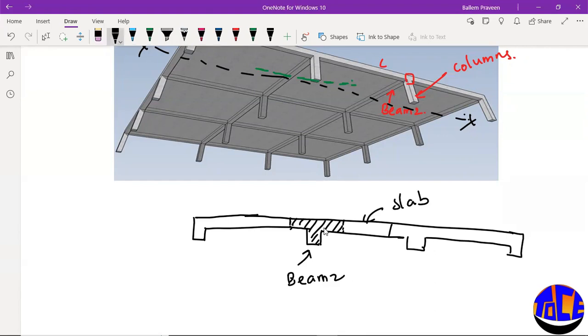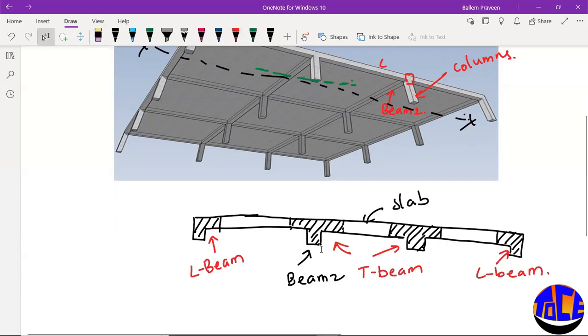Here also some portion of the slab will act like a beam, and here also some portion of the slab will act like a beam. Since this looks like an inverted L, it is an L-beam. And this looks like a T, so it is a T-beam.